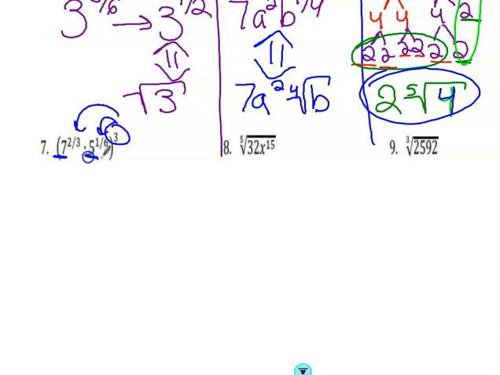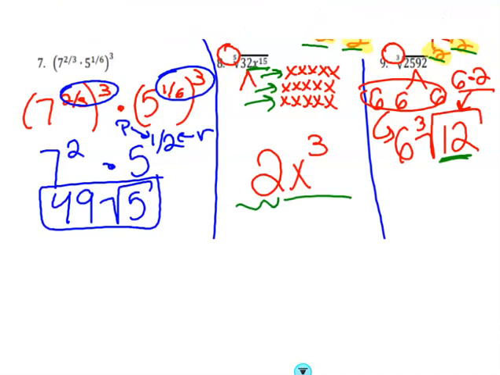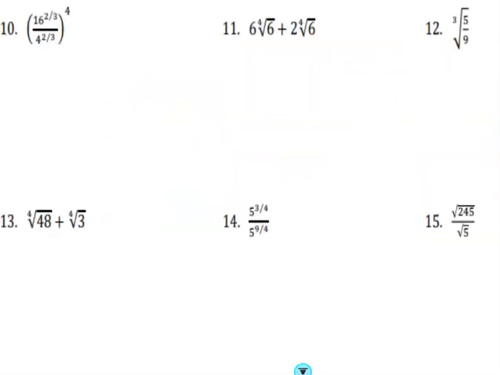Again, they don't have the same base, so I can't put those together first. So I'm just multiplying the exponents. Number 8, can you branch out and see what comes out? And the same with number 9. Can you make groups of 3 and then simplify from there? So your answers. Number 7 should be 49 root 5. Number 8, 2x to the third. And number 9, 6 cube root 12. Okay, so try those out and see, and then ask us questions in class if you need to.